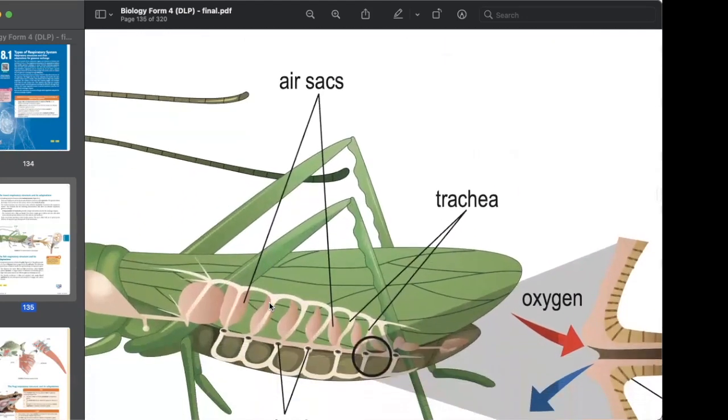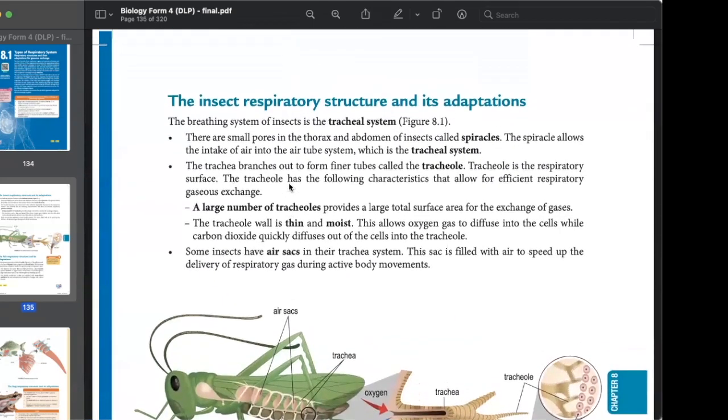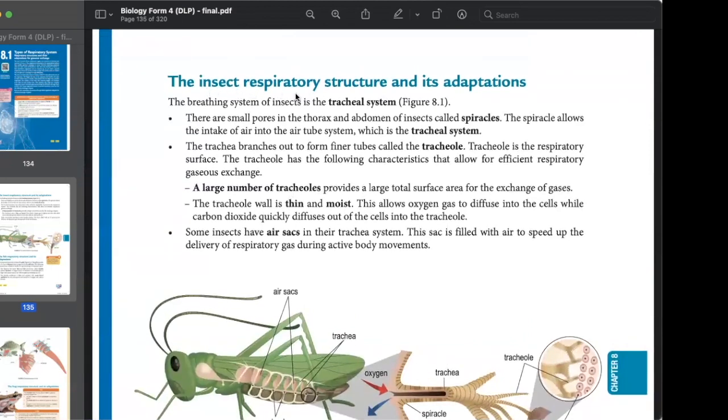So kalau kita tengok kat sini, this is the air sac. Air sac ni dalam ni ada udara. So the function is to push oxygen and carbon dioxide faster. This air inside the air sac will push the oxygen to go to the tracheal system faster, and this air sac also will push carbon dioxide to get out through the spiracle faster. Itu maksud dia. Okay guys, so that's all for insect respiratory structure and its adaptation.